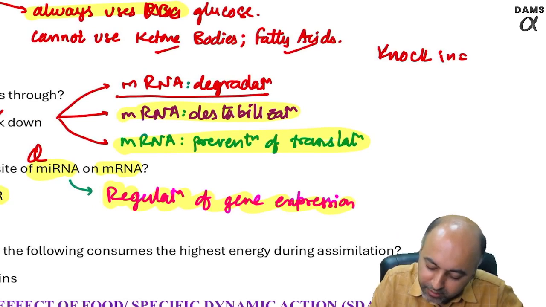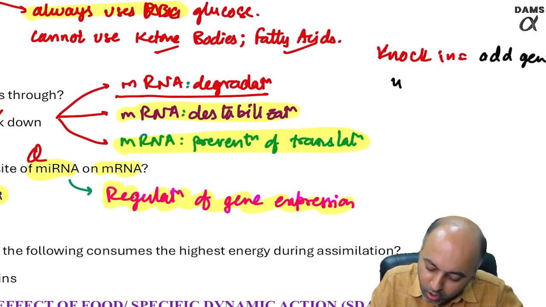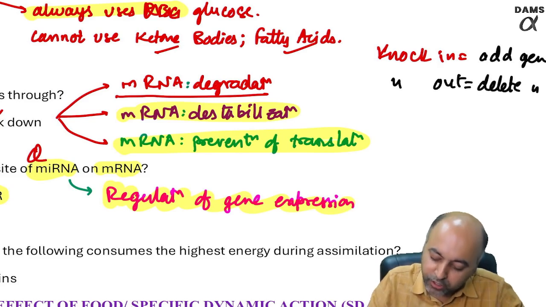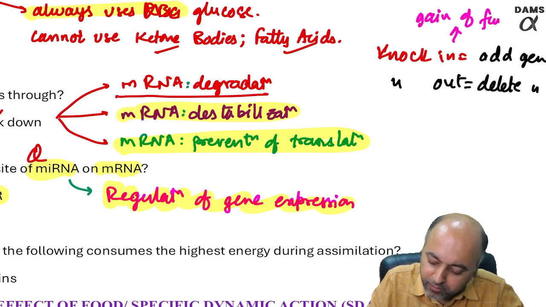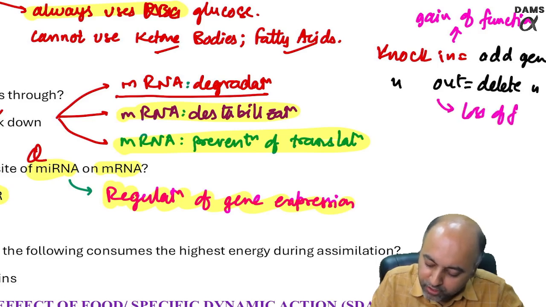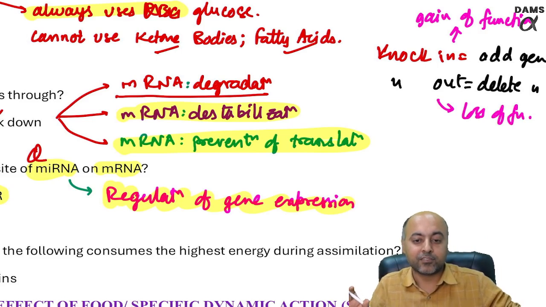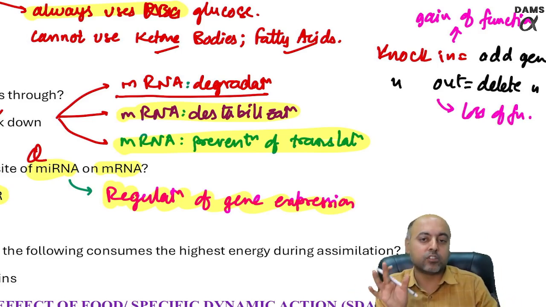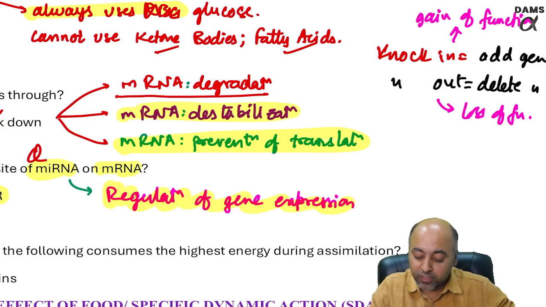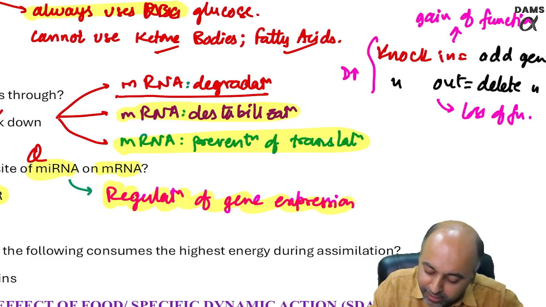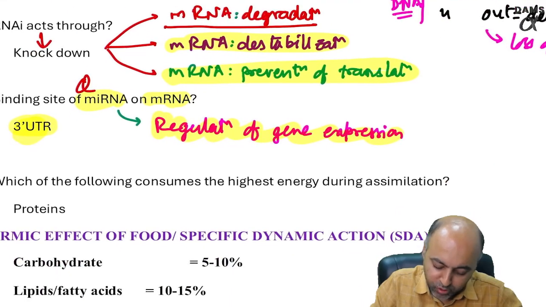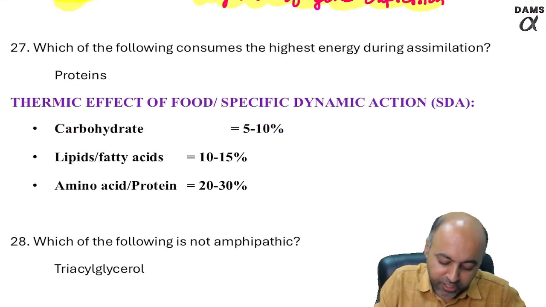Knock-in means you add a gene. Knockout means you delete the gene. When you do knock-in, there is gain of function. When you do knockout, there is loss of function. That's it, you don't have to remember anything beyond this. Both knock-in and knockout are happening at the level of DNA.